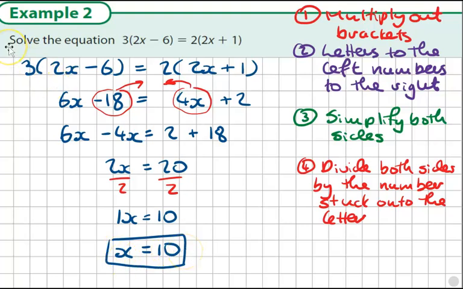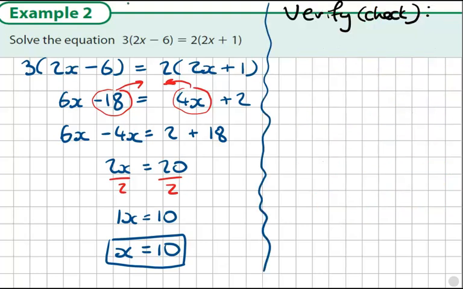So we were asked to solve, which means find x, get x on its own. So x is equal to 10. The solution is 10. So I'm going to verify my answer. So I'm going to check my answer. So I write out the equation. I'm just going to do the left-hand side because this is quite long. I'm going to do the left-hand side of the equals.